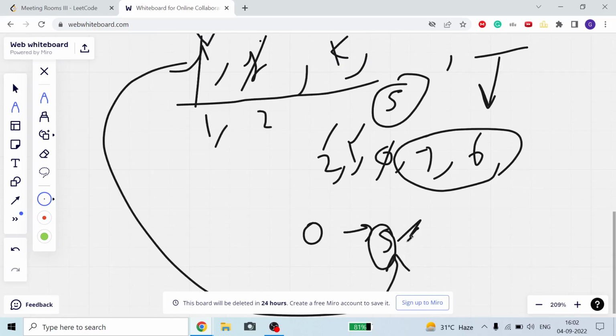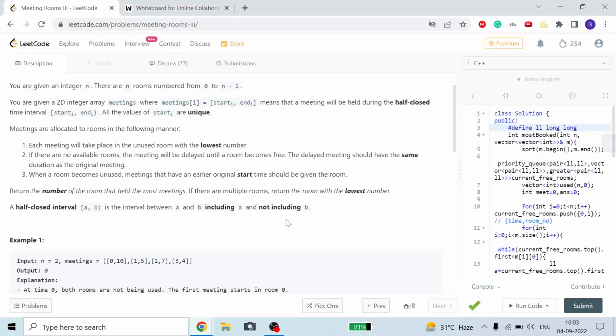I will give the meeting at time 5. Okay, I will provide room 0 to i at time 5. I cannot provide it before 5 because I got a free room at time equal to 5. Okay, this is just this statement. I don't know why it is written.